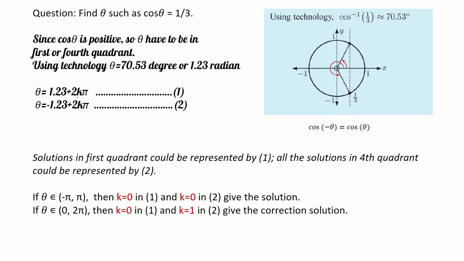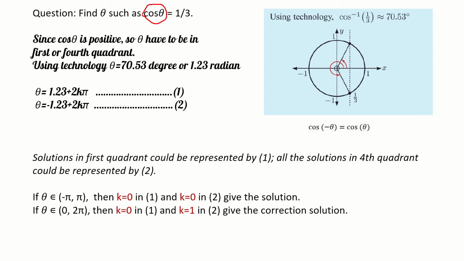Now we can move on to the next question. In this case, it will be a very similar question, simply with cosine instead of sine. Find angle theta such that cosine theta is equal to 1 divided by 3. Now, once again, we use the arc cosine, or the cosine -1 function on your calculator to find the 70.53 degrees or 1.23 radian values.